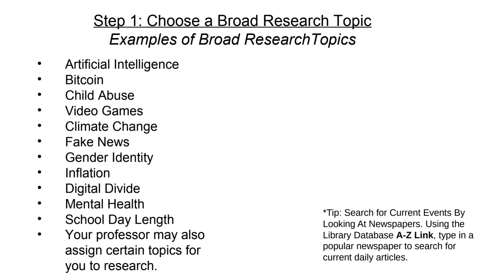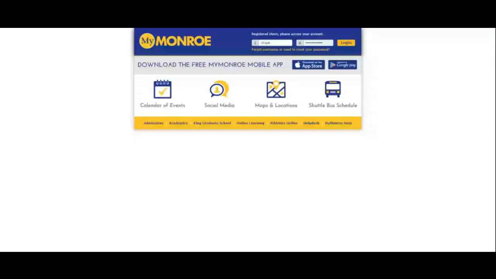Okay, so let's go to the A to Z link, and see how we can retrieve these newspapers, or just have an idea of a current newspaper that you may want to search. All right, so let me change my screen here. On my screen here, you should see My Monroe. If somebody can raise their hand just to let me know that they can see the My Monroe screen. Perfect. Thank you.